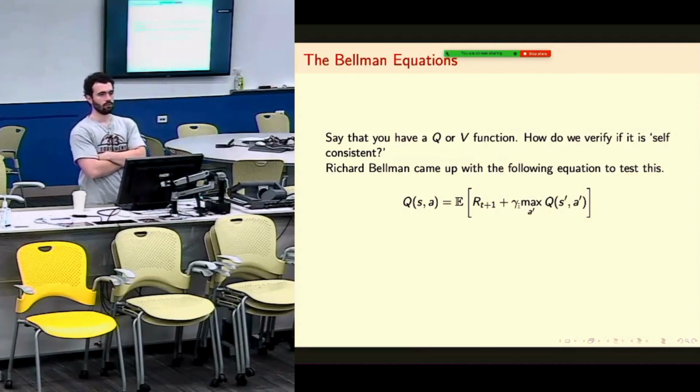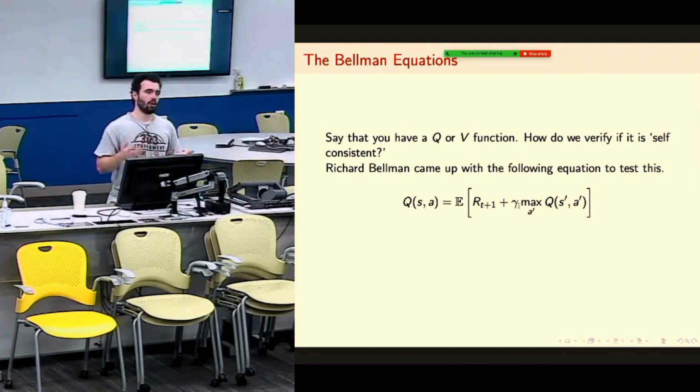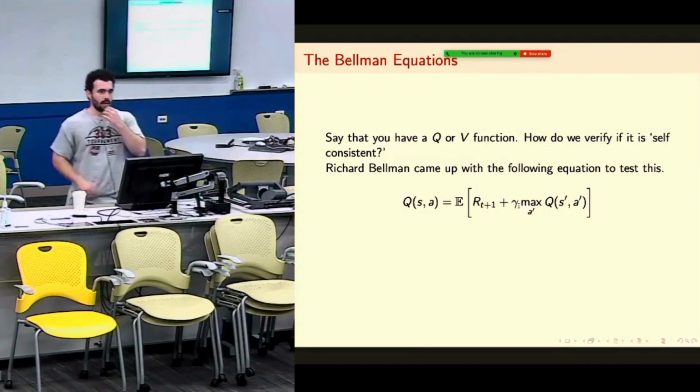Why is it R of t plus 1 and not... This is just notation. R of t plus 1, I just called it the reward I got next. So you can call it R of t or R of t plus 1. All it means is that it's the reward I got for taking action A in state S immediately, the immediate reward that I get.